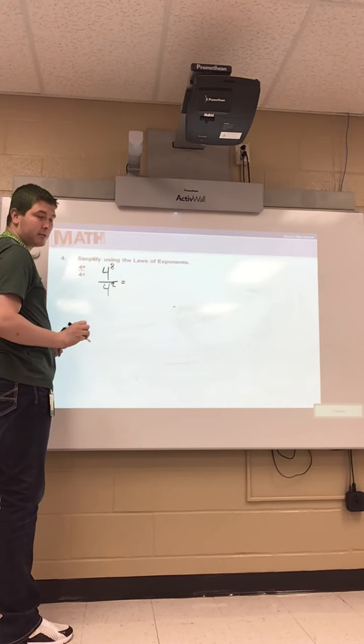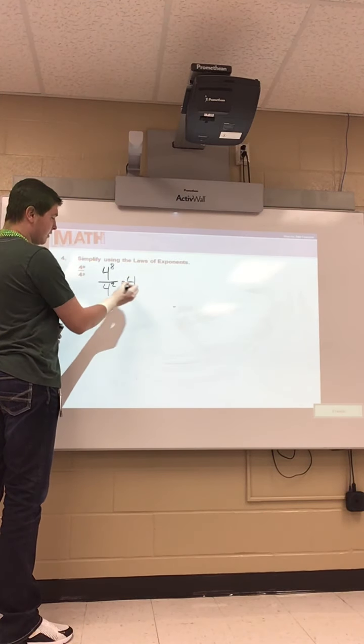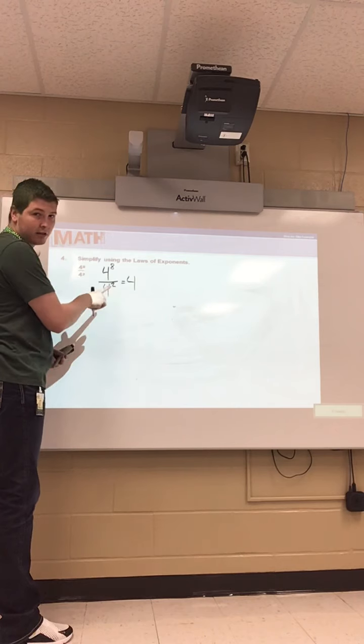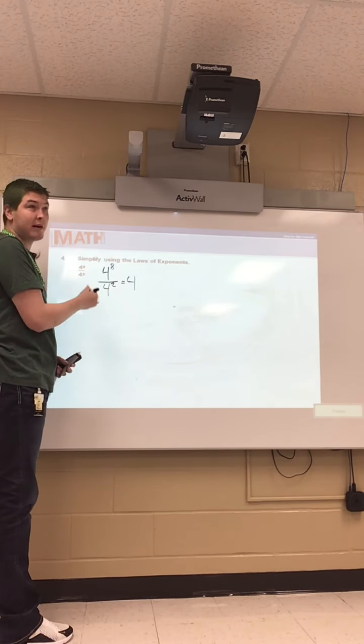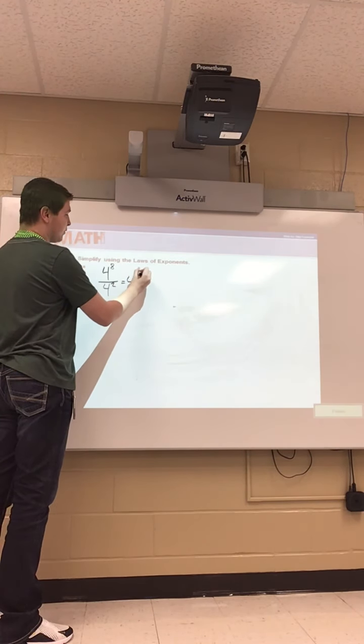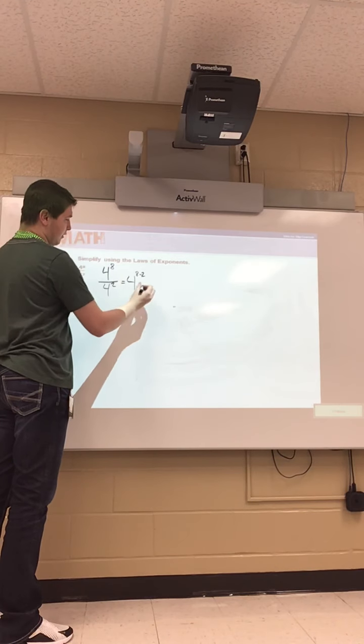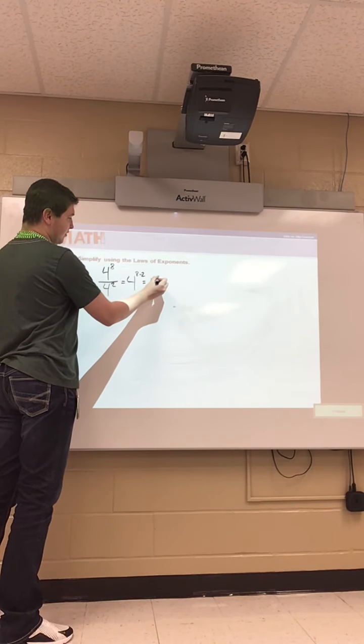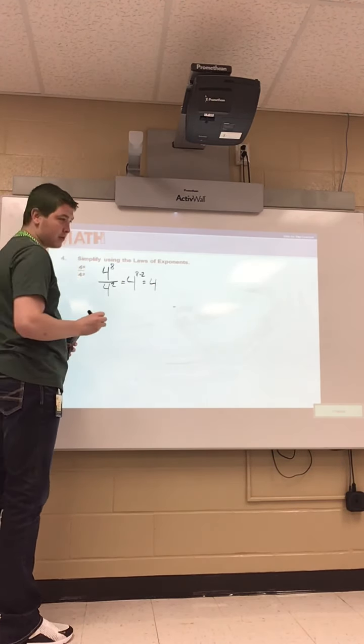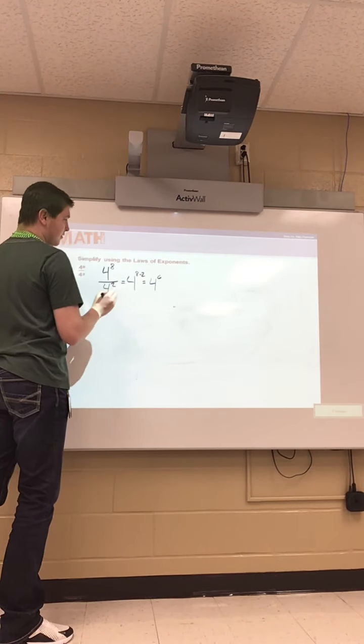So we can keep the base number, which is 4. And instead of adding the two exponents, we subtract the two exponents. So it's 4 to the 8 minus 2, which is just 4, and then 8 minus 2 is 6.